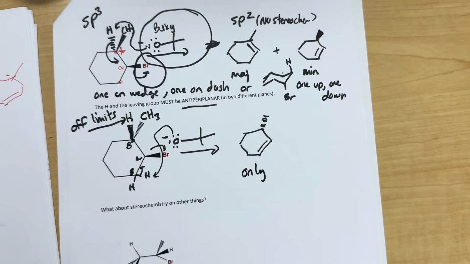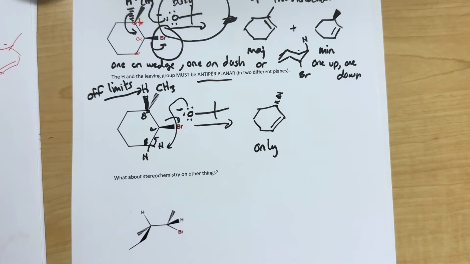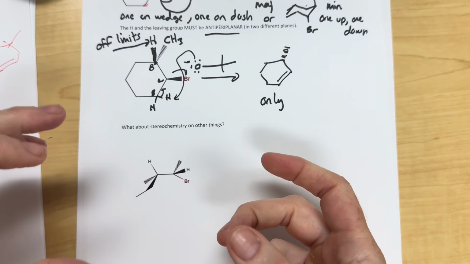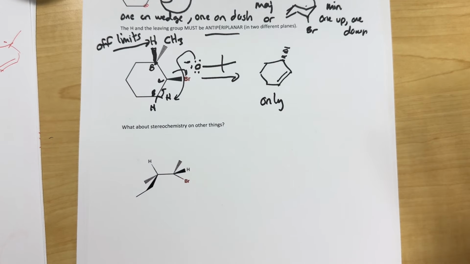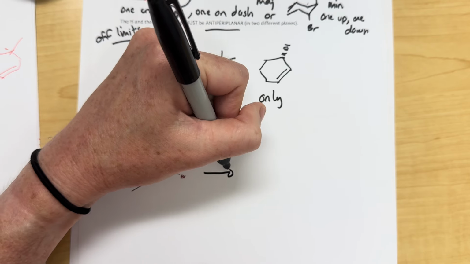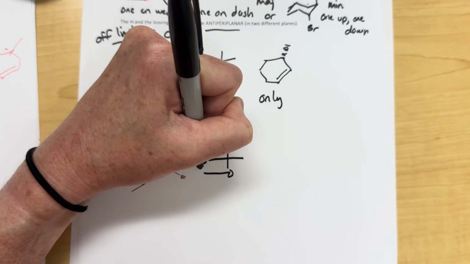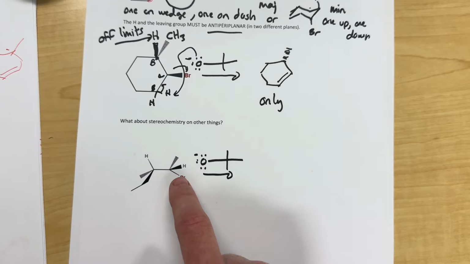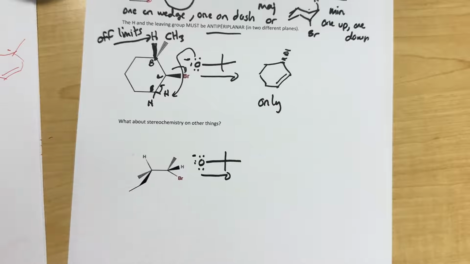All right, what about stereochemistry on other things? I think some books and some videos will go through and do a lot of Newman projections. It's kind of not so fun. So I'm going to try to avoid doing a lot of Newman projections and rotating things around. We're just going to use our common knowledge and try to figure it out. So if we take this and react it with tert-butoxide, we know this only causes an E2 reaction. This is a secondary alkyl halide.